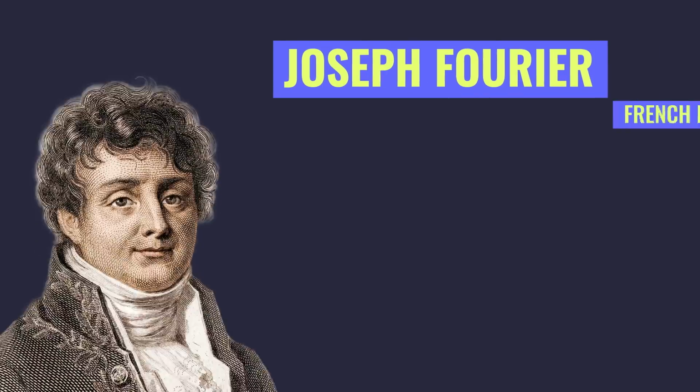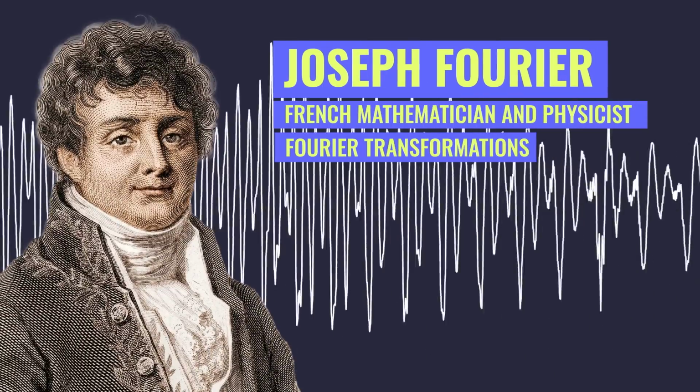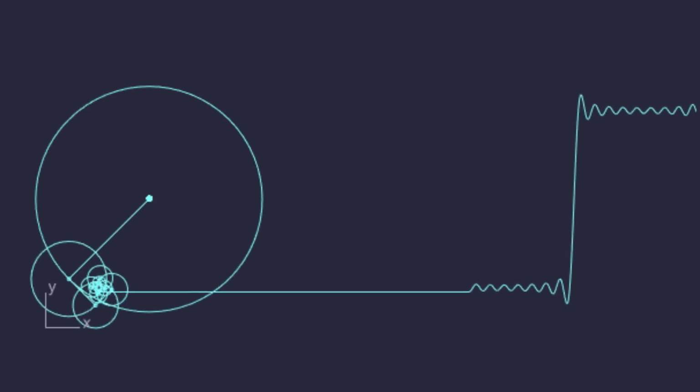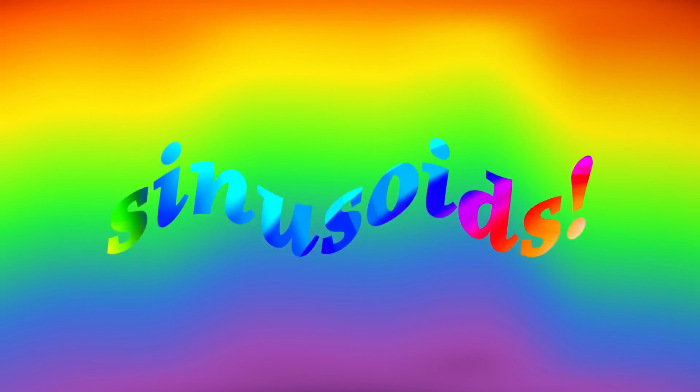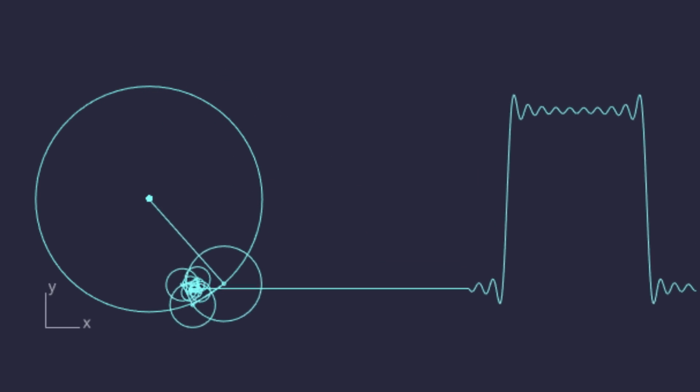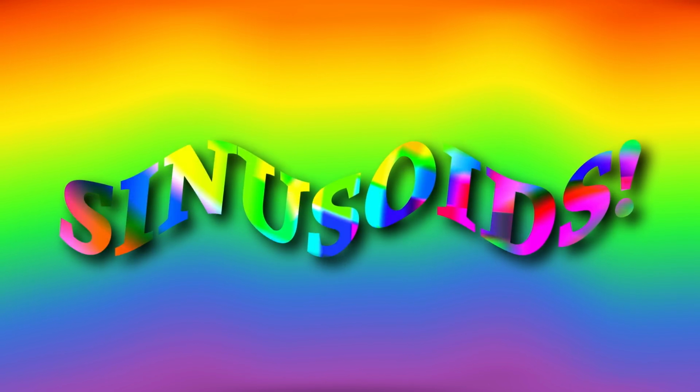It was in 1822 that we got a mathematical foundation for this, thanks to Joseph Fourier. His theorem provided a way to represent periodic signals as a sum of sinusoids. Sinusoids is such a word. I know it means sine wave, but it's so much cooler to say sinusoids.